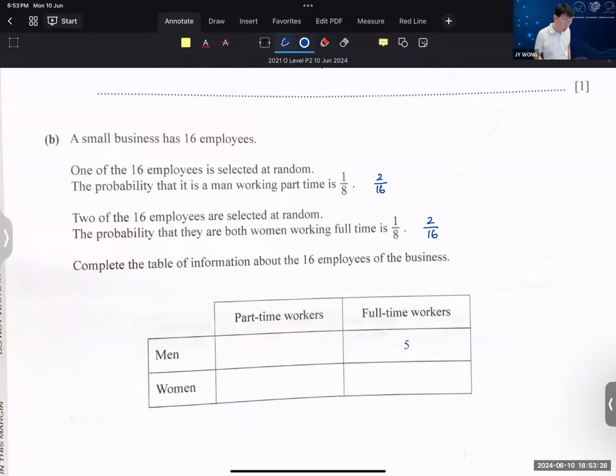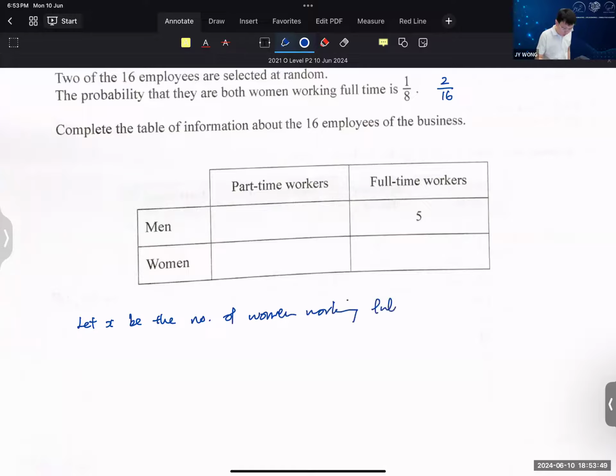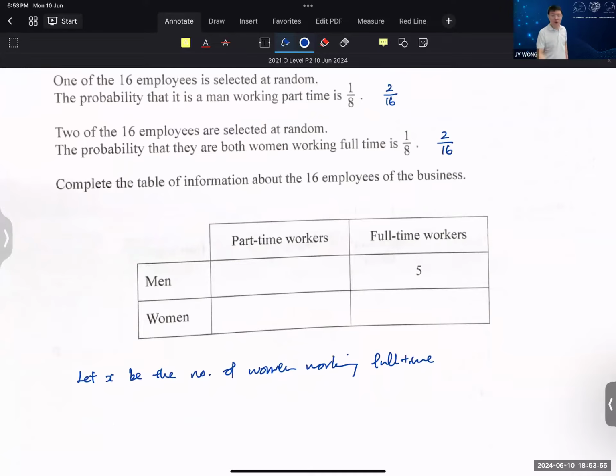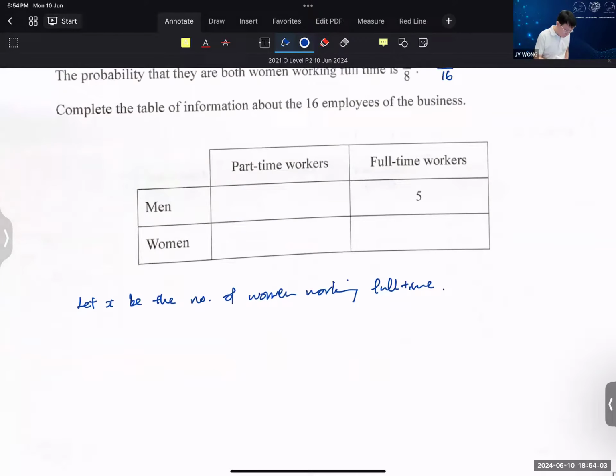Okay. Let X be the number of women working full-time. Now you cannot start with let X be the number of men working part-time because it's only 1 of 16 employees, so insufficient information. So it has to be the number of women working full-time. So that will mean X out of 16.